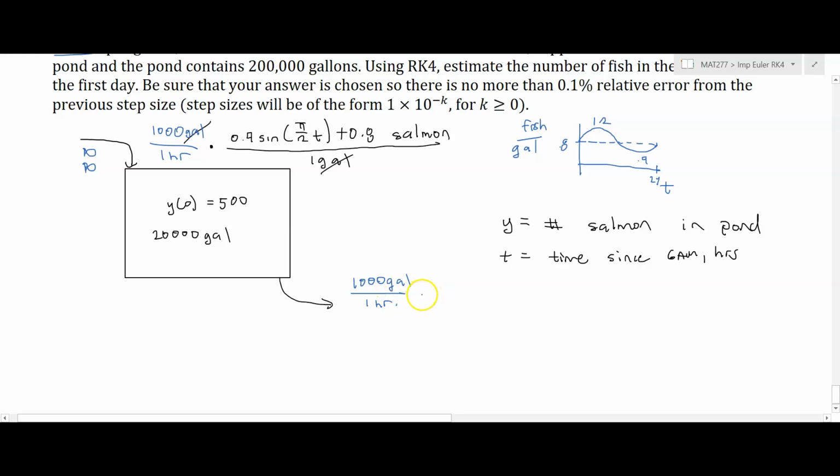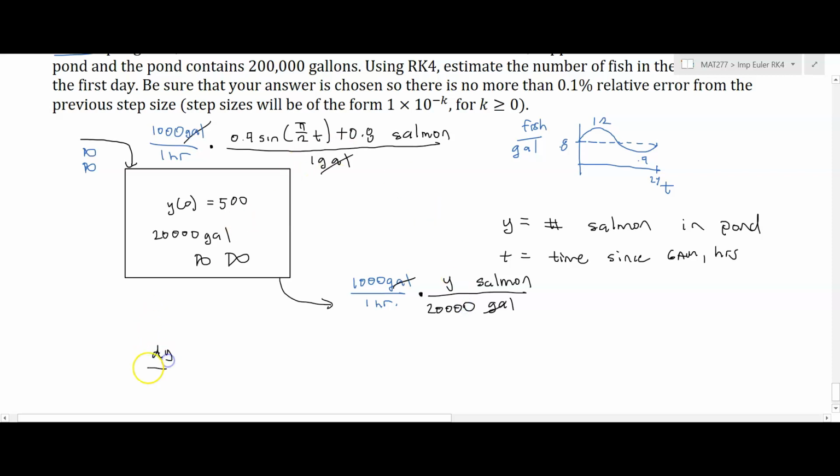Okay, now what's coming out is the same type of idea. We want to get this in salmon per hour, so this is going to have to be salmon over gallons, so that our gallons cancel out. And inside of the pond at any given moment, there are y salmon inside of there. And how many gallons? Well, there are always 20,000 gallons.